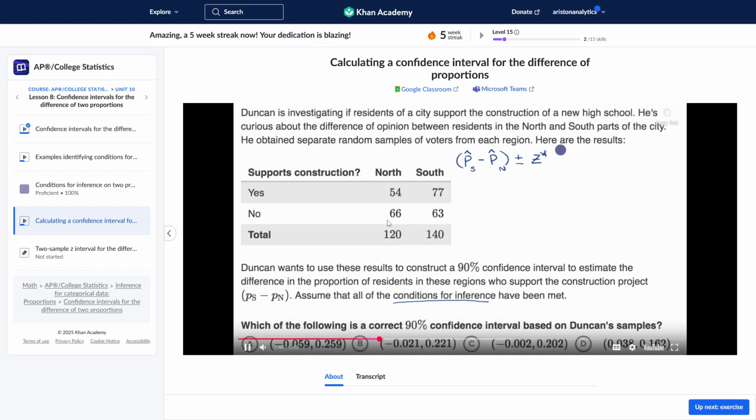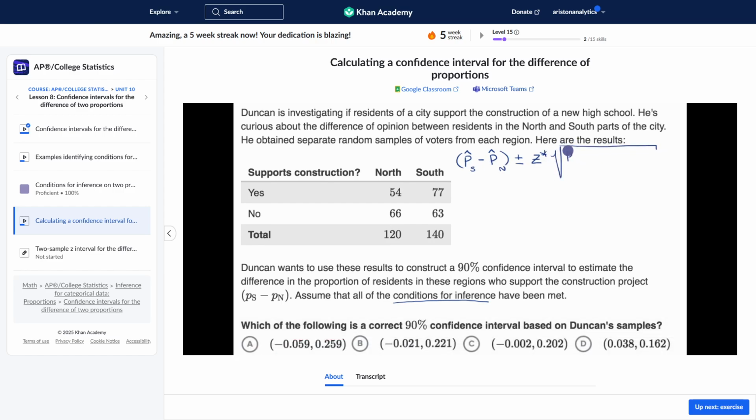And that is going to be, our estimate is going to be p hat sub s times 1 minus p hat sub s, all of that over the sample size in the south, plus p hat sub n times 1 minus p hat sub n, all of that over the sample size in the north. Okay, so our sample proportion in the south, I'll later use a calculator to get a decimal value, but in the south we have 77 out of 140 supported, so this is going to be 77 out of 140.